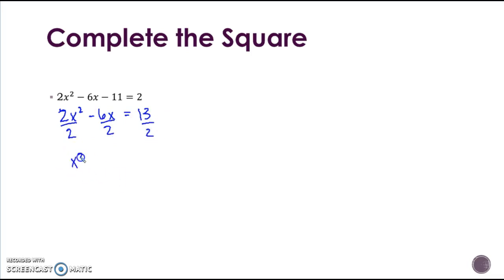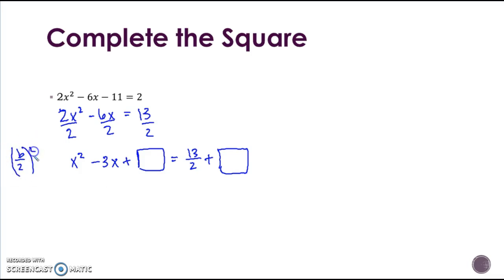So on this side, I'm going to get x squared minus 3x. I'm going to go ahead and add in the box. Equals, and I can't simplify 13 over 2, so I'm just going to leave it as 13 over 2. We've got to work with fractions. To figure out what goes in the box, I'm going to do b over 2 squared. So then half of 3 is 3 over 2. And then 3 over 2 squared becomes 9 over 4. So I have a 9 over 4 that goes in the box.